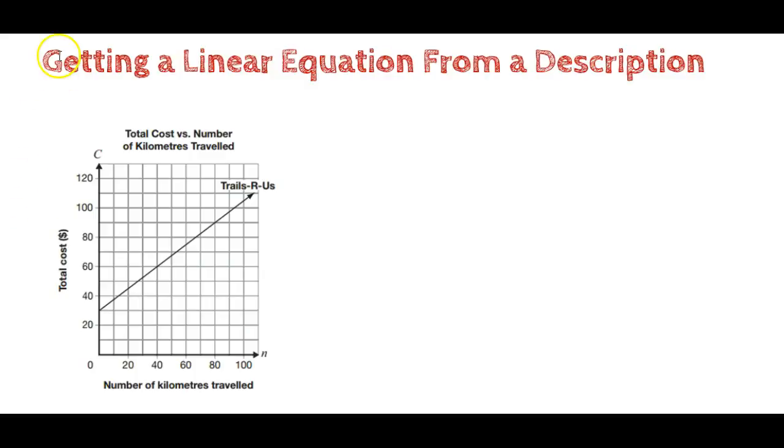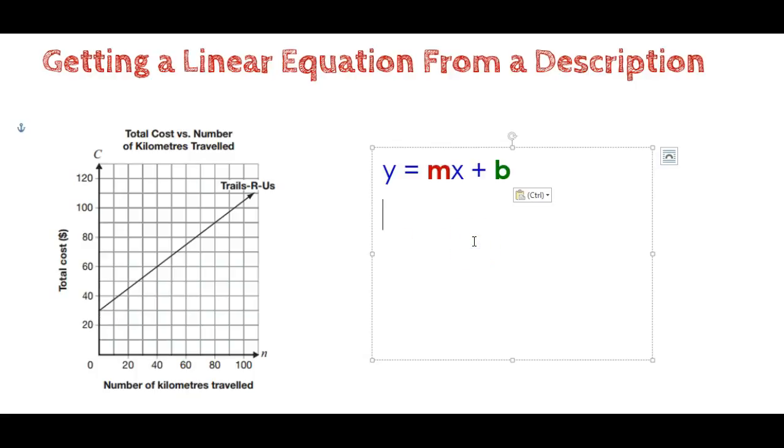So in today's lesson, we're going to be talking about how to get a linear equation from a description. You may remember that in yesterday's class, we were able to get a linear equation by looking at the graph of the relationship, right? I can see this is a linear relationship, and if I see that it's linear, then I can create an equation in the form y equals mx plus b by knowing the value of the slope and the y-intercept.